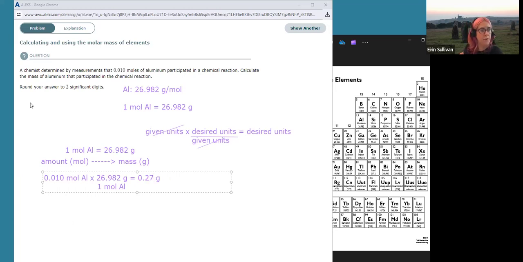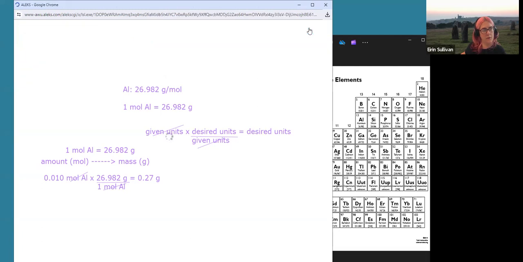Okay, so dimensional analysis is your friend. Look at that unit of moles of aluminium cancelling out, leaving me with my desired unit of mass in grams. Okay, so let's take a look at another one. Hopefully we'll go the other way, from mass to moles. Okay, that's moles to mass.